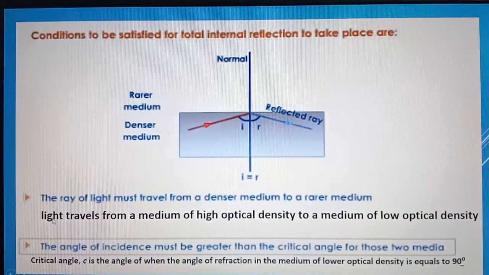So first, you must be able to list down the two conditions for total internal reflection to occur. First, light travels from a medium of high density to a medium of low density. And then the angle I must be greater than the critical angle of the medium. So the critical angle C is defined as the angle of incidence when the angle of refraction equals 90 degrees.